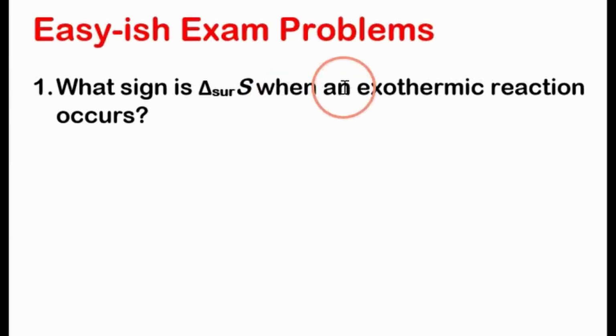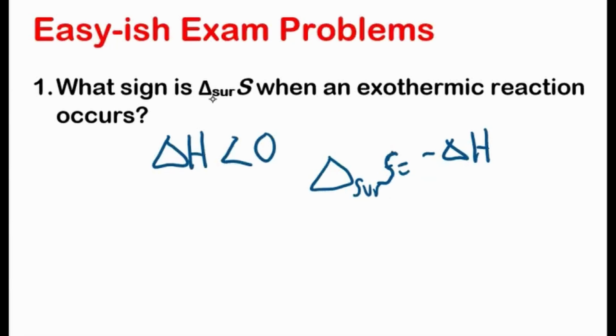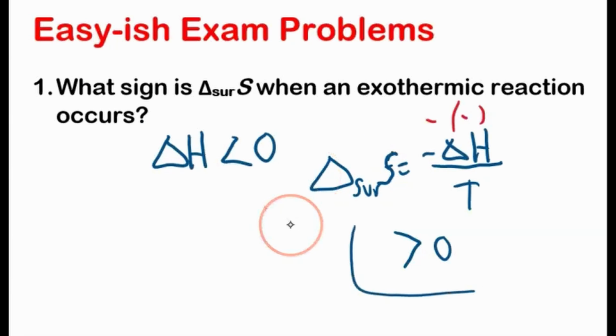So when an exothermic reaction occurs, the change in enthalpy is less than zero, so it's going to be negative. If we want the sign of the change in entropy of the surroundings, ΔS_surr is going to equal negative the change in enthalpy of the system divided by the temperature. Well, this is negative, so here we have a negative and a negative number, making it a positive number. So the change in entropy has to be greater than zero.